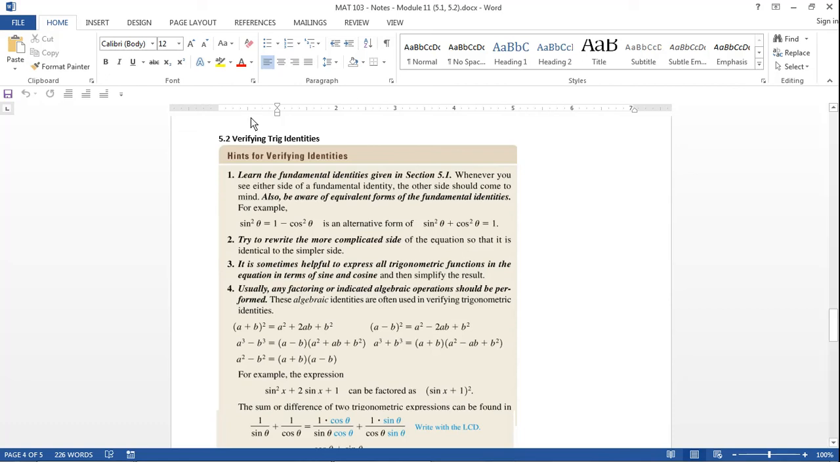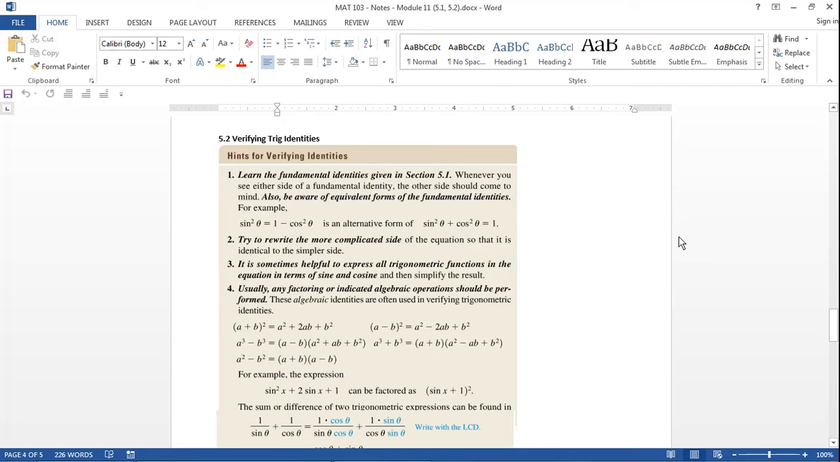Okay, 5.2, this is on verifying trig identities. This is when we take one of our identities where we say one trig function is equal to some variation of our other trig functions. We want to verify these things, and there are a lot of ways to do this.